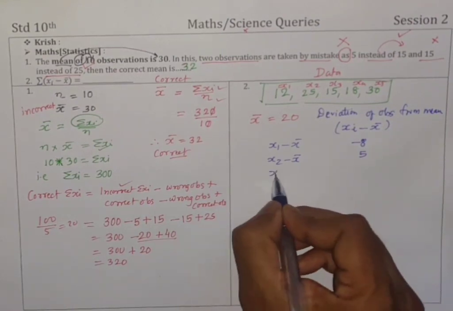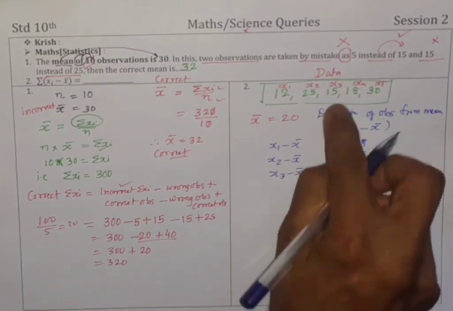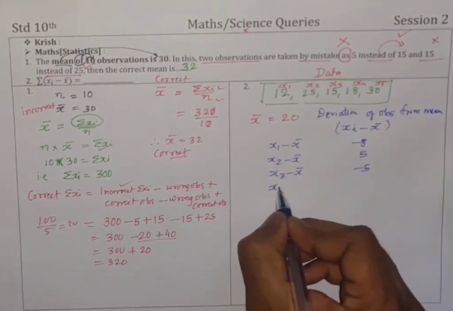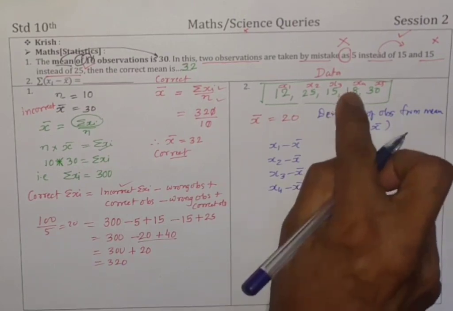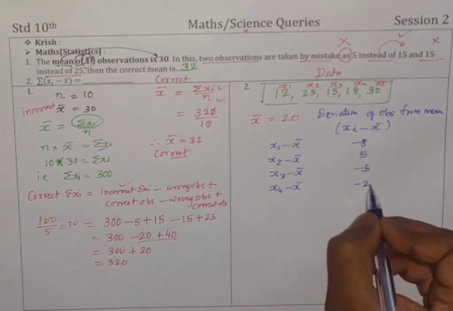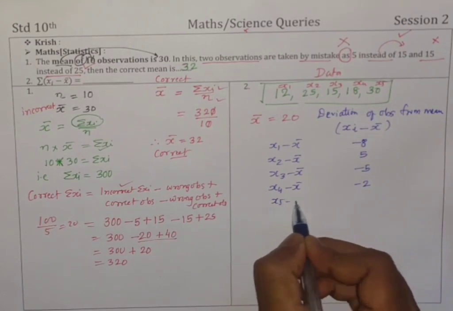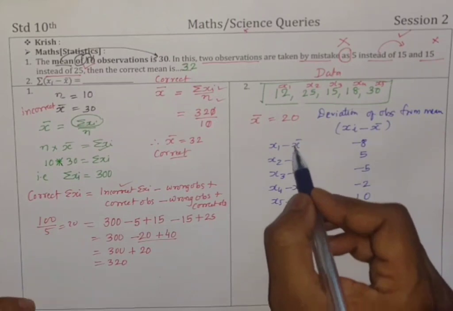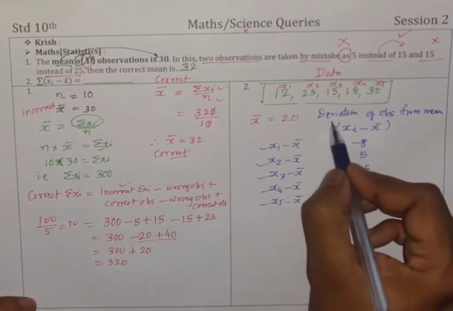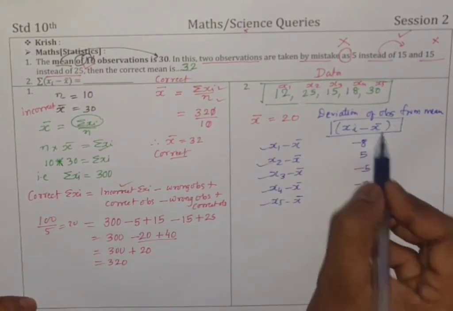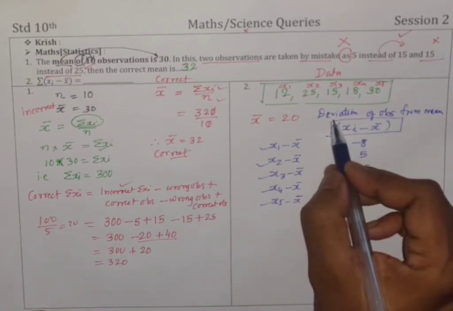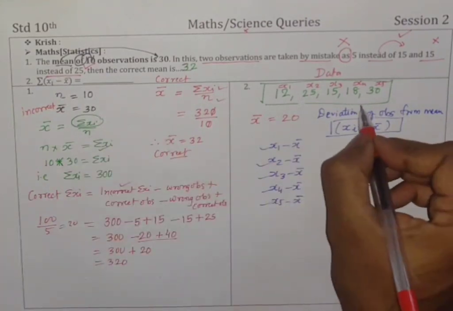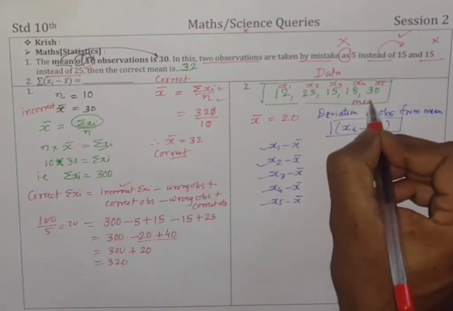Okay, third observation minus x bar. 15 minus 20, that is minus 5. Fourth observation x4 minus x bar. 18 minus 20, that is minus 2. Last observation x5 minus x bar. 30 minus 20, that is 10. Children, instead of writing each one separately, we have written it in one symbol, xi minus x bar, which is verbally called deviation of observation from mean, or it is called mean deviation.